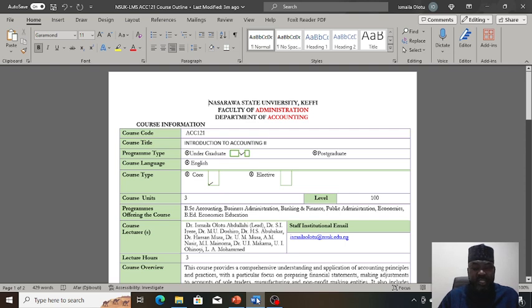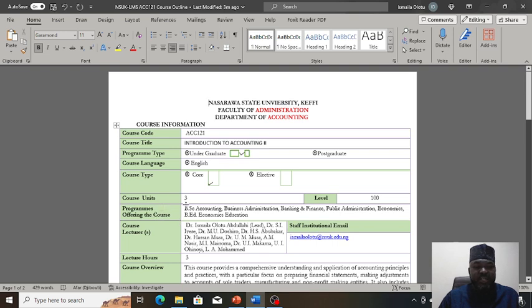It is a 3 credit unit course to be taken by those in 100 level. By the code, you can see that it starts with 1, ACC 1. The one there tells you it's a 100 level course. But that doesn't mean that those in 200 level who have a carryover in the course cannot take the course.